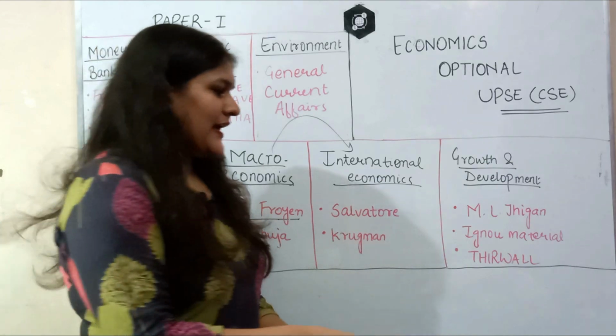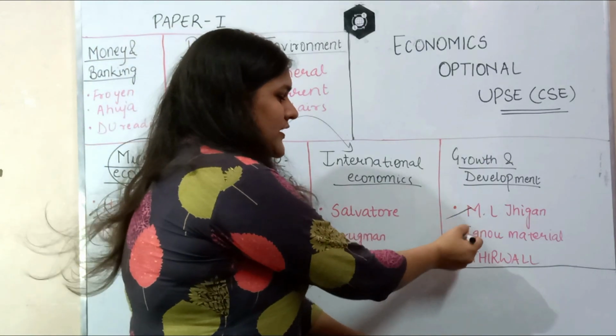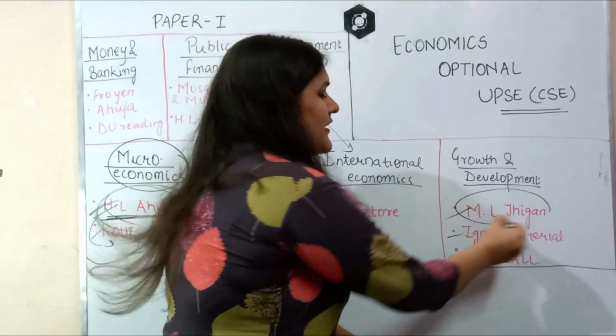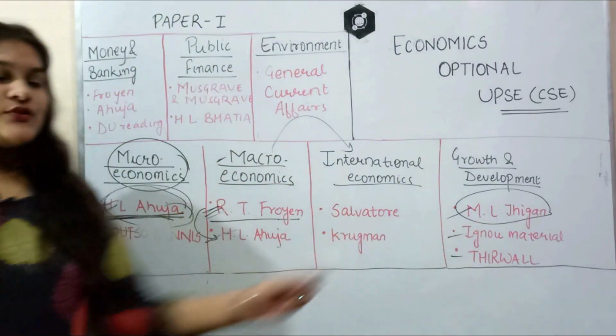So you can refer to any one, like ML Jhingan, IGNOU, and Thirlwall. I personally referred to ML Jhingan. So okay, you can cover this.